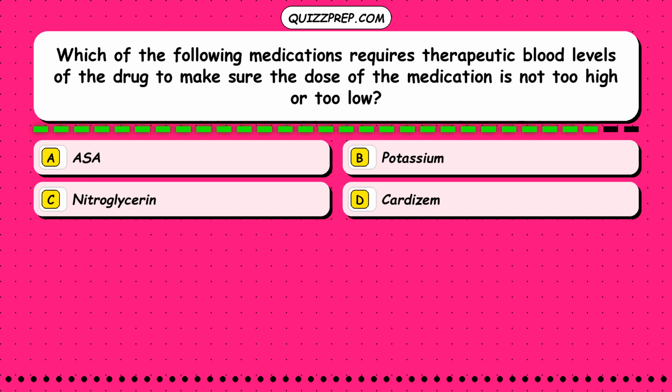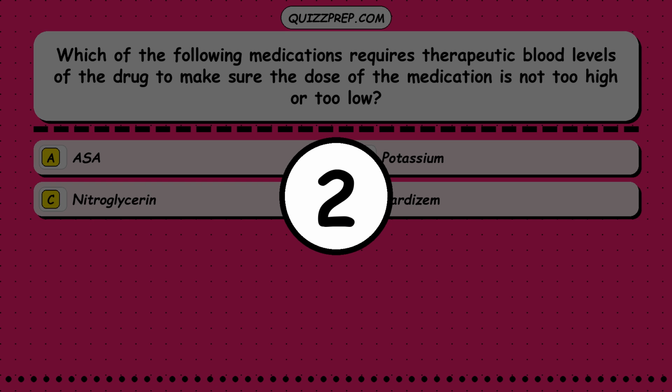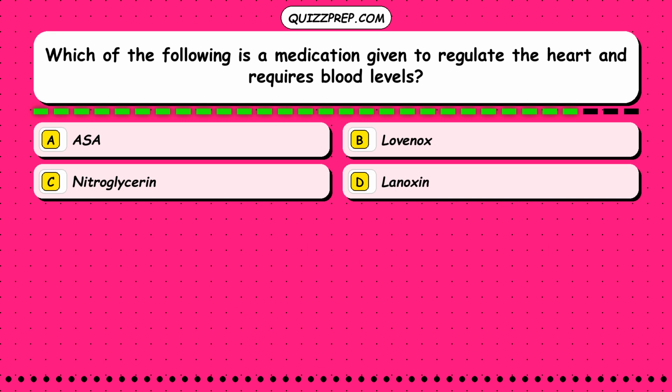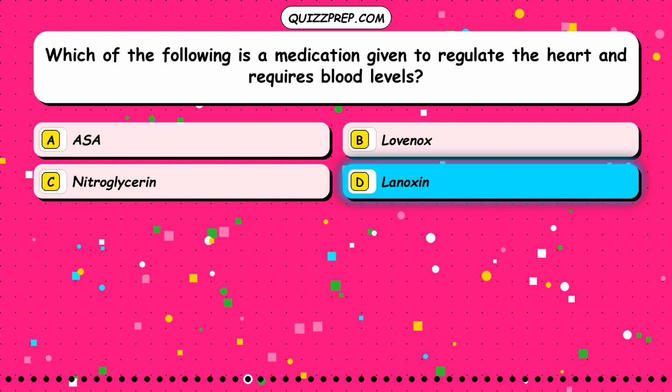Question 86. Which of the following medications requires therapeutic blood levels of the drug to make sure the dose of the medication is not too high or too low? Option A, ASA. Option B, potassium. Option C, nitroglycerin. Option D, Cardizem. The correct answer is option B, potassium. Question 87. Which of the following is a medication given to regulate the heart and requires blood levels? Option A, ASA. Option B, Lovenox. Option C, nitroglycerin. Option D, Lanoxin. The correct answer is option D, Lanoxin.